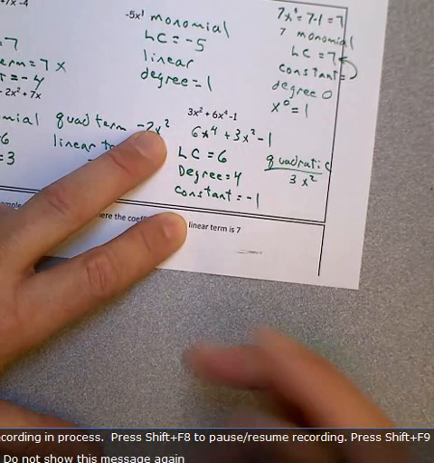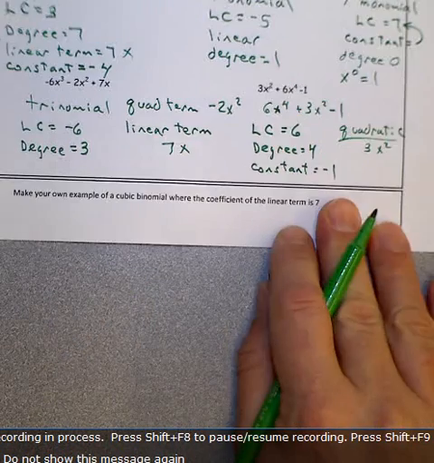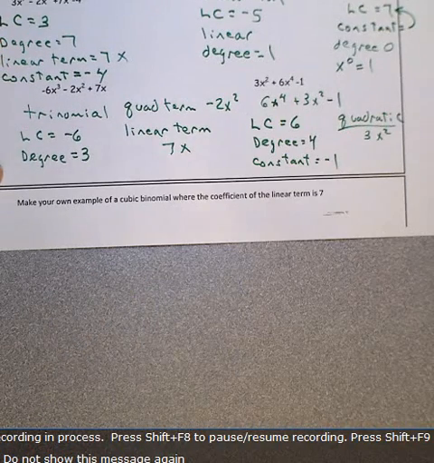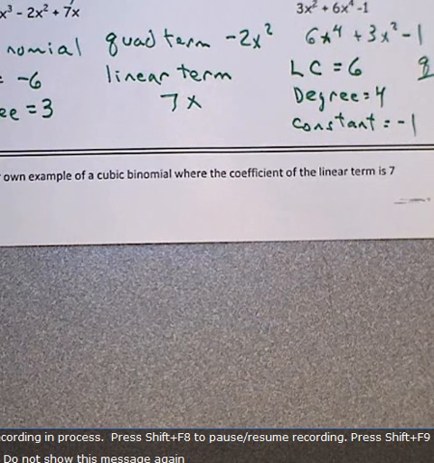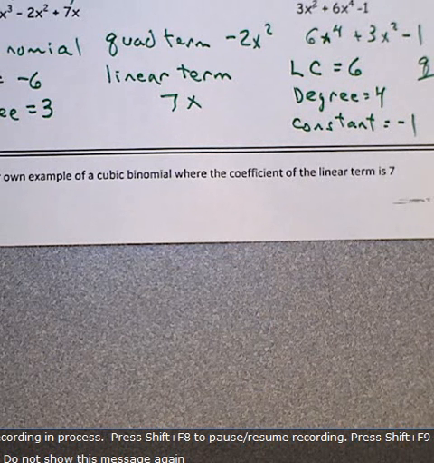So if you've understood all of this, you should be able to work this problem where it says make your own example of a cubic binomial where the coefficient of the linear term is 7. So please think about that for a minute.